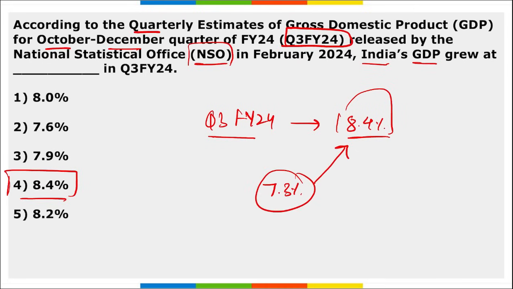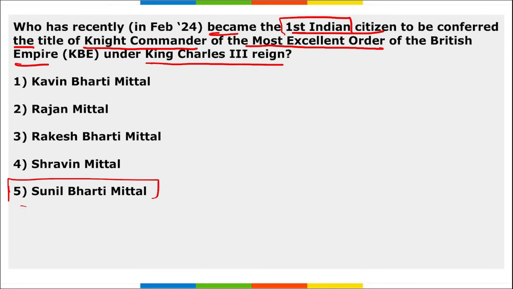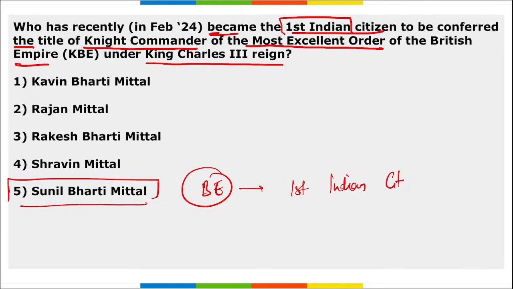but actually we clocked 8.4% GDP. Next, who recently became the first Indian citizen to be conferred with the title of the Knight Commander of the Most Excellent Order of the British Empire under the King Charles III reign? So remember, Sunil Bharti Mittal. Sunil Bharti Mittal, he is the founder and chairman of Bharti Enterprises, and he became the first Indian citizen to be conferred with the Knight Commander of the Most Excellent Order of the British Empire under the King Charles III reign. Right, and this was for his service to UK and India business relations.